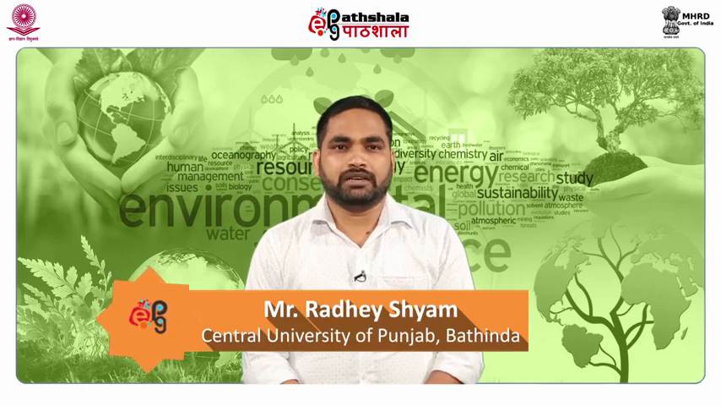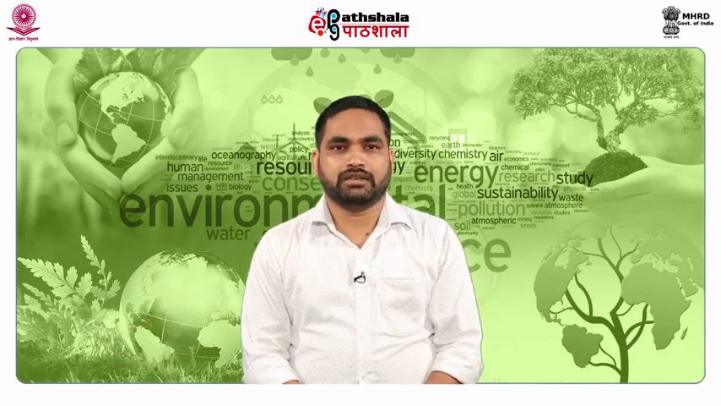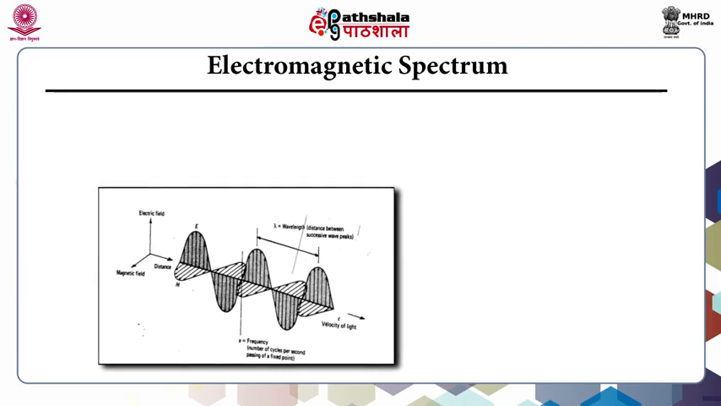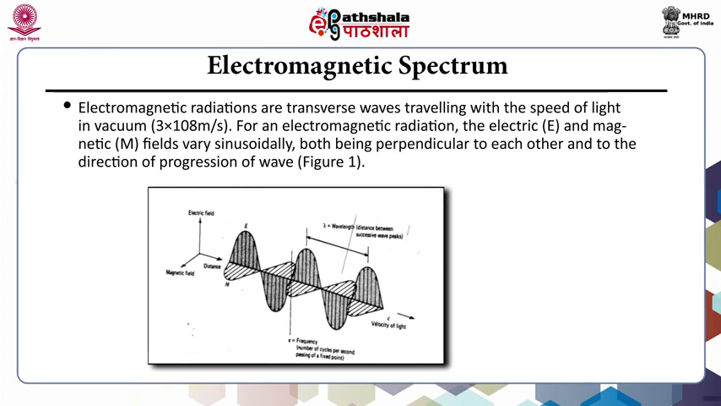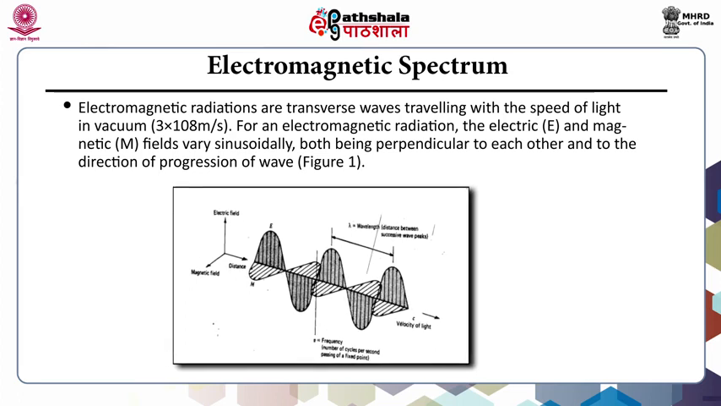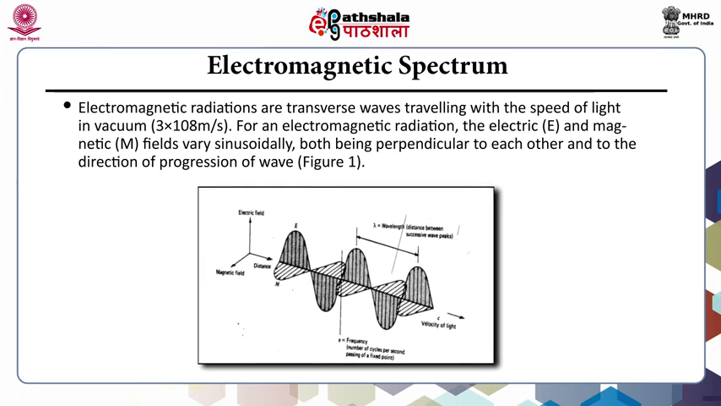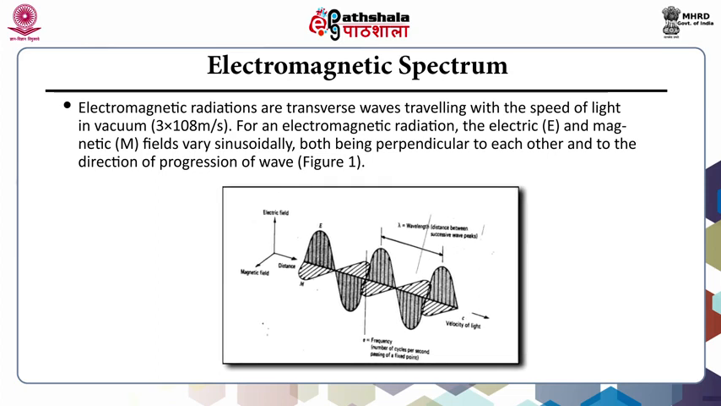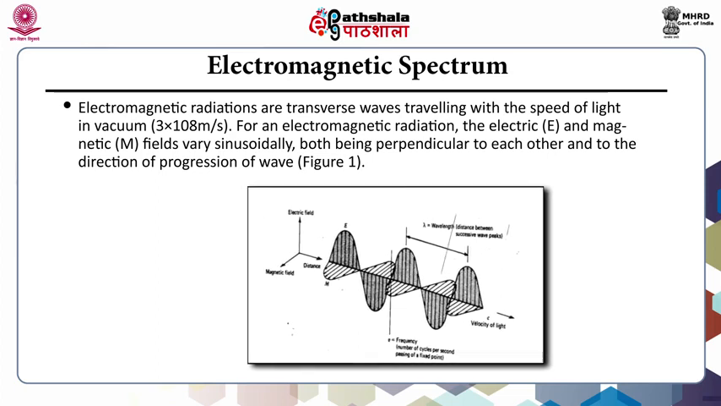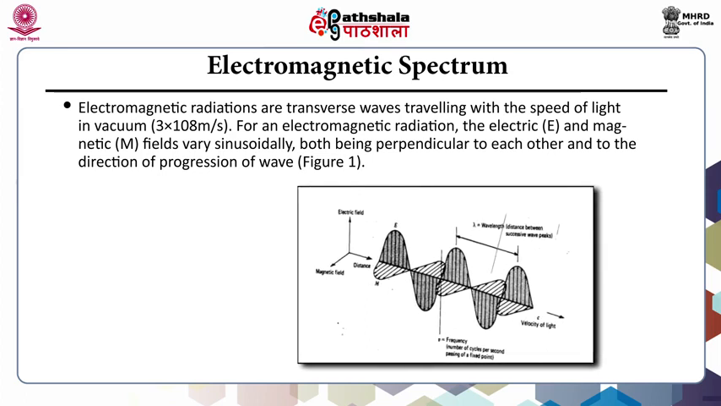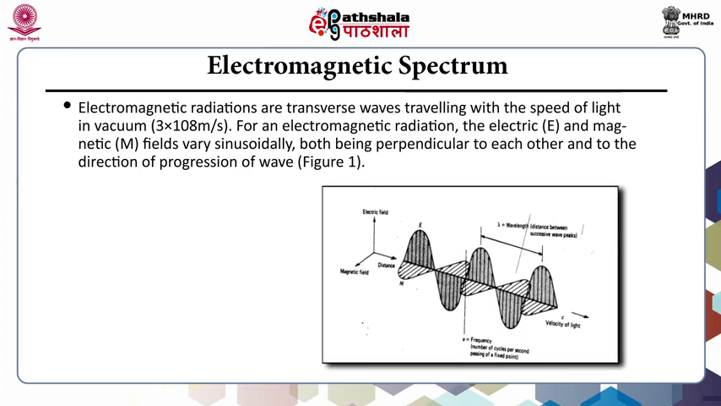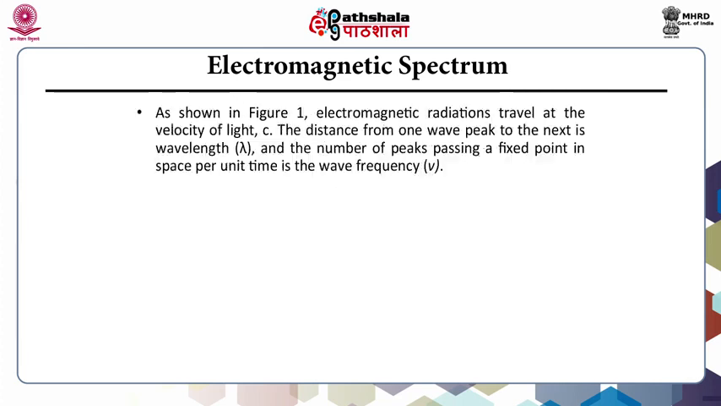Today we are studying about the electromagnetic radiations. First is the electromagnetic spectrum. Electromagnetic radiations are transverse waves traveling with the speed of light in vacuum, that is 3 × 10^8 meter per second. For an electromagnetic radiation, the electric and magnetic fields vary sinusoidally, both being perpendicular to each other and to the direction of progression of the wave.